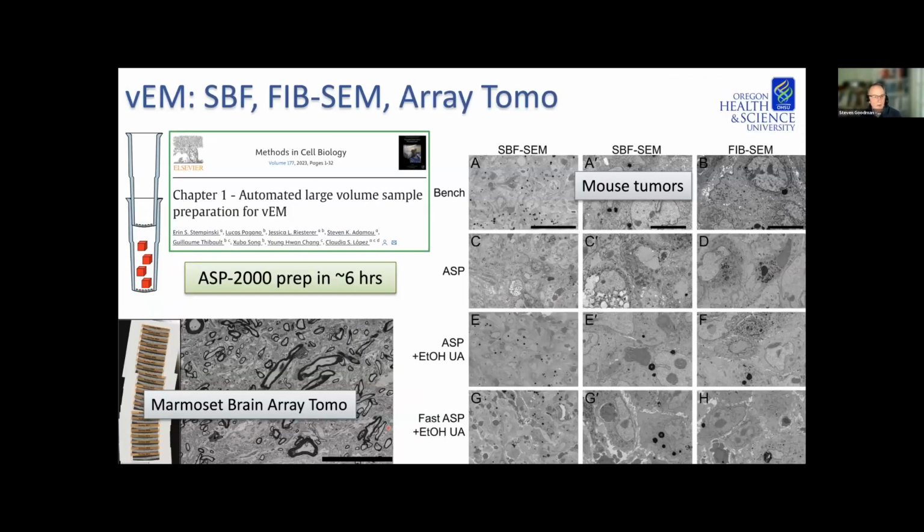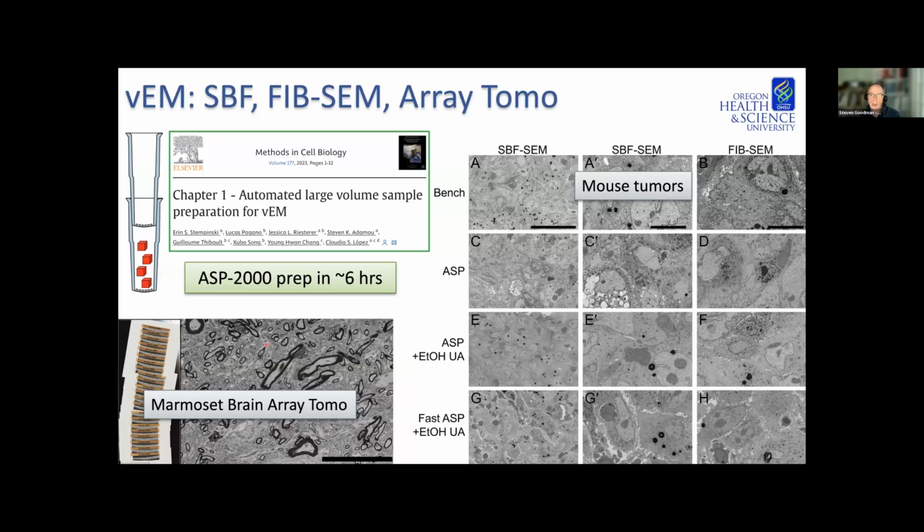Another example comes from the laboratory of Claudia Lopez, work by Aaron Stupinski that was published in Methods in Cell Biology. They used an ASP 2000, did the preparation in about 6 hours, and as you can see, a variety of samples, a variety of methods: serial block-face SEM, mouse tumors, compared to manual, and an array tomography approach as well.